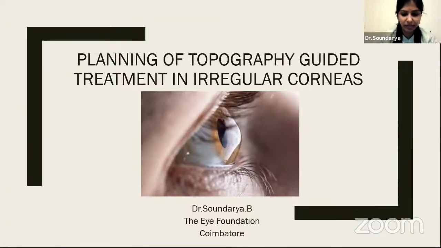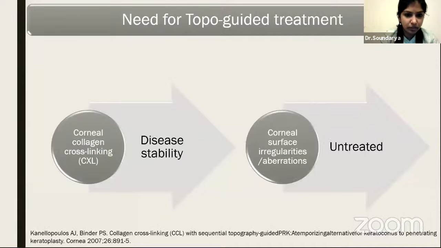Very good evening to all the respected panelists and speakers. I'm going to be talking about planning of topography-guided treatment in irregular corneas. As we all know, the efficacy of CXL is well established in stabilizing and arresting the progression of keratoconus. However, these patients post-procedure are still left with corneal surface irregularities and aberrations, which lead to a poor quality of vision. So this is where topography-guided treatment comes into play.